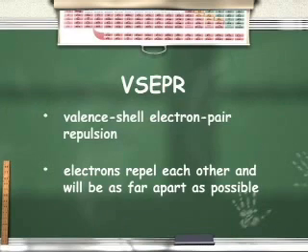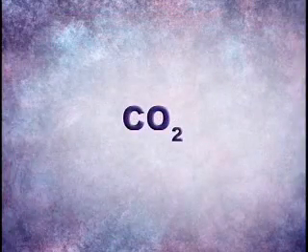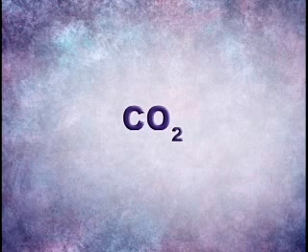The VSEPR theory basically says that since electron pairs will repel each other, the pairs of electrons surrounding the central atom in a molecule will be as far apart from one another as possible. First, we're going to consider molecules in which the central atom has no unshared pairs of electrons. Let's look at carbon dioxide.